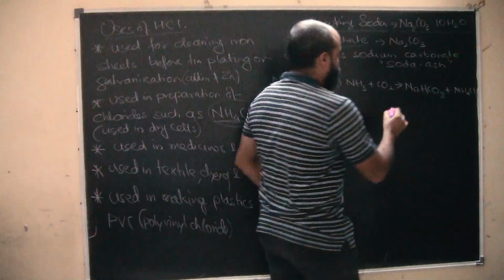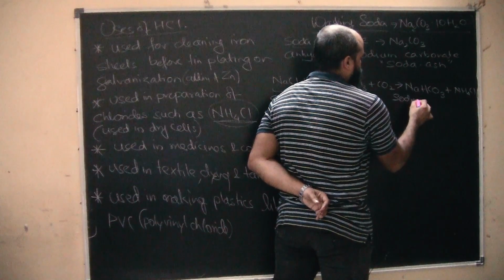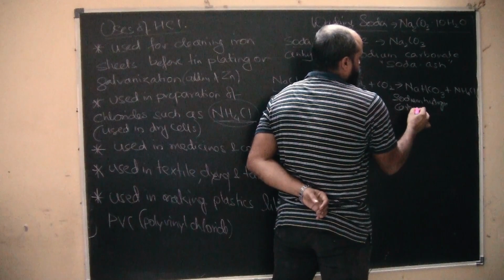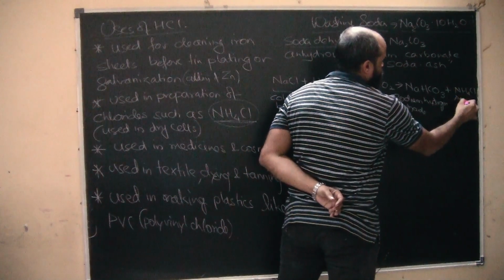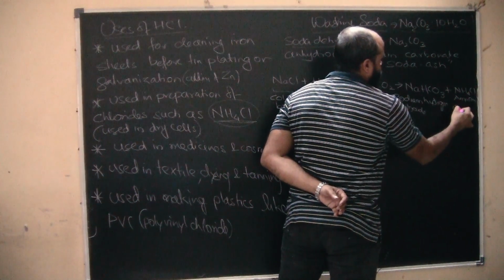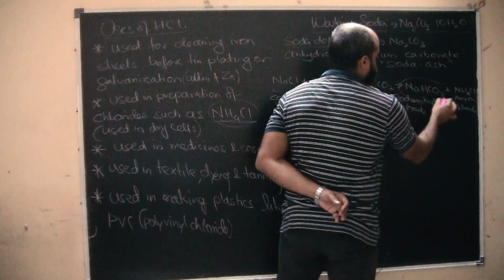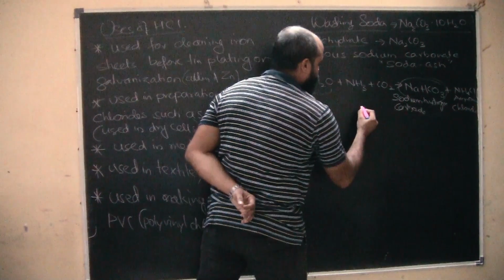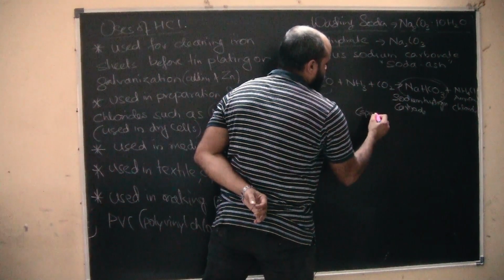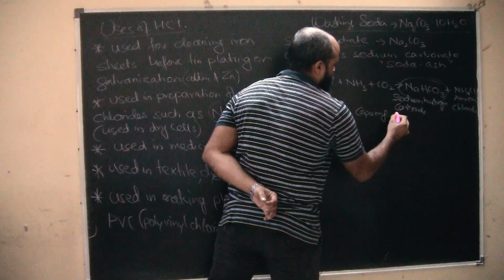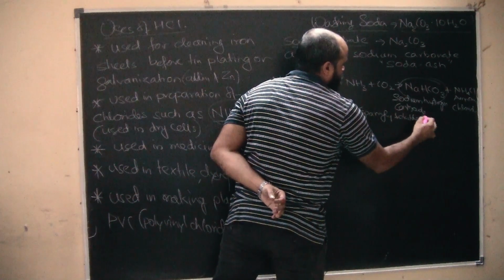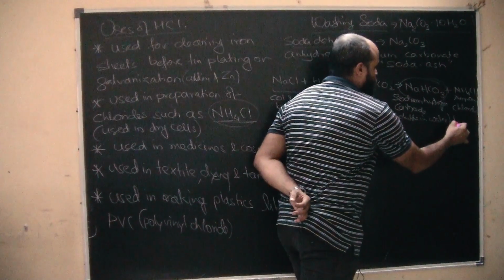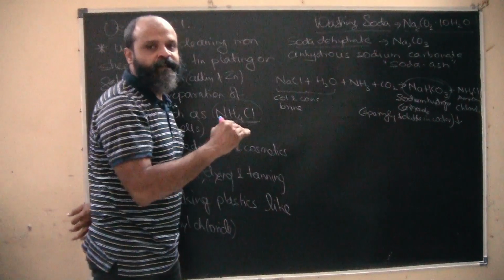So this sodium hydrogen carbonate that we are getting here, I hardly have space here, so let us say ammonium chloride. This sodium hydrogen carbonate is sparingly soluble in water. It's hardly soluble in water, very less soluble in water. So what is done is, it is precipitated out. This results in a precipitate. The precipitate is allowed to settle down.